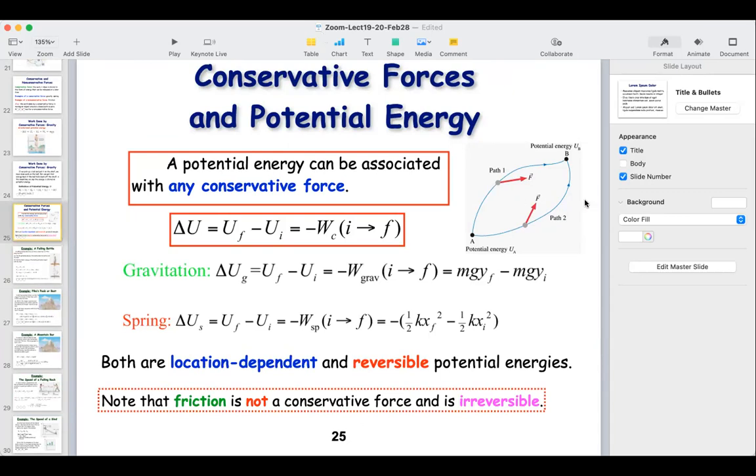Were there questions? So yeah, U stands for potential energy. W stands for work, and K stands for kinetic energy.